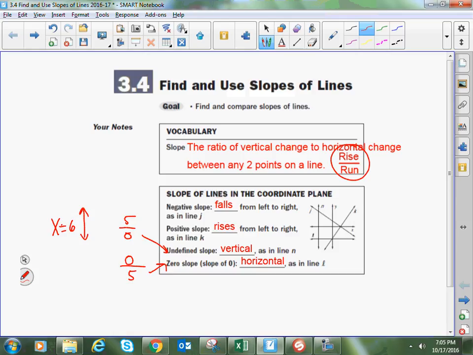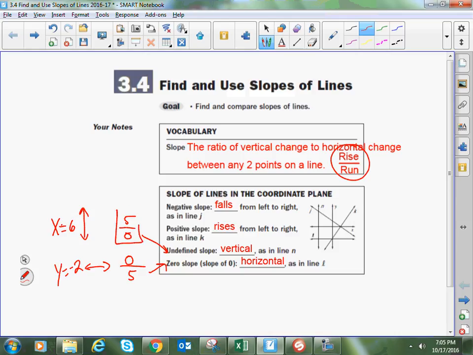0 divided by 5 is nothing. I can't put something into nothing. But trying to divide by 0 is going to cause the world to stop spinning on its axis and can't be done. That's why we call it undefined. And that's going to give us a horizontal line where it'll say y is equal to some number, whatever that number is.